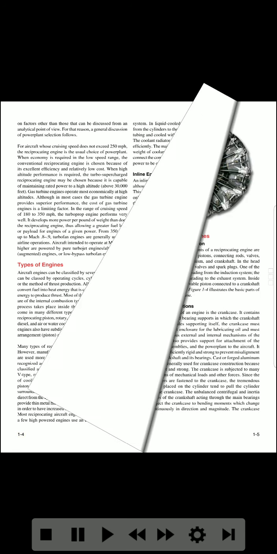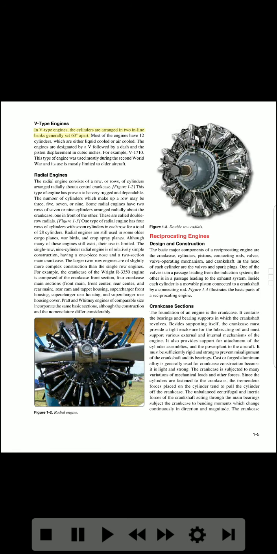1-4. V-type engines. In V-type engines, the cylinders are arranged in 2 inline banks generally set 60 degrees apart. Most of the engines have 12 cylinders, which are either liquid-cooled or air-cooled. The engines are designated by a V followed by a dash and the piston displacement in cubic inches. For example, V-1710. This type of engine was used mostly during the Second World War and its use is mostly limited to older aircraft. Radial engines.